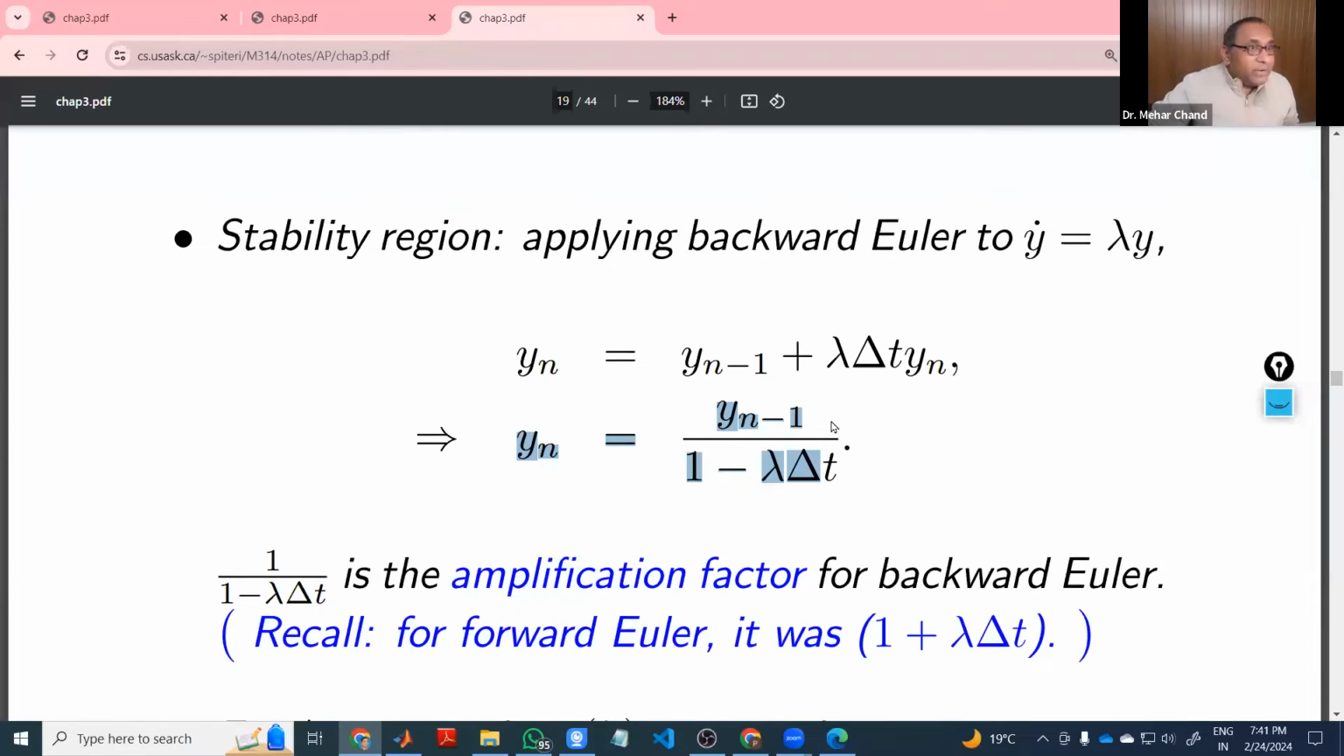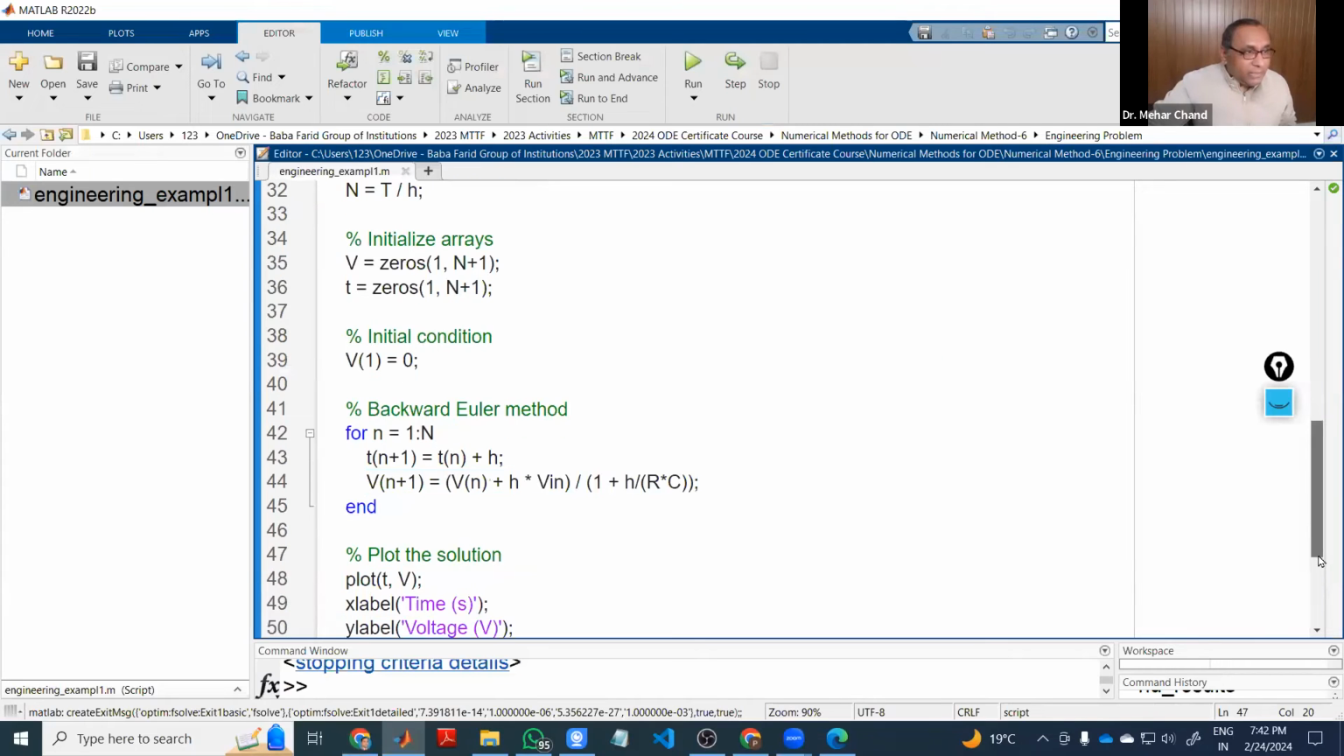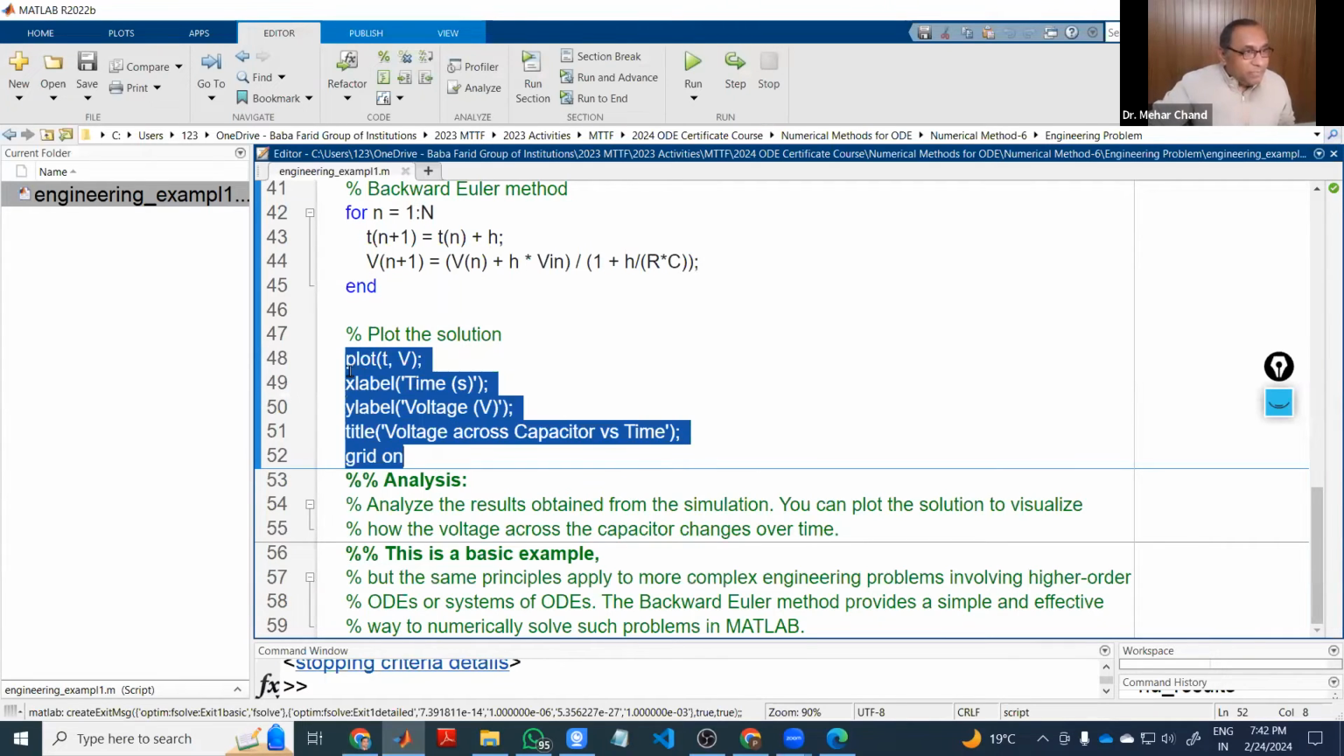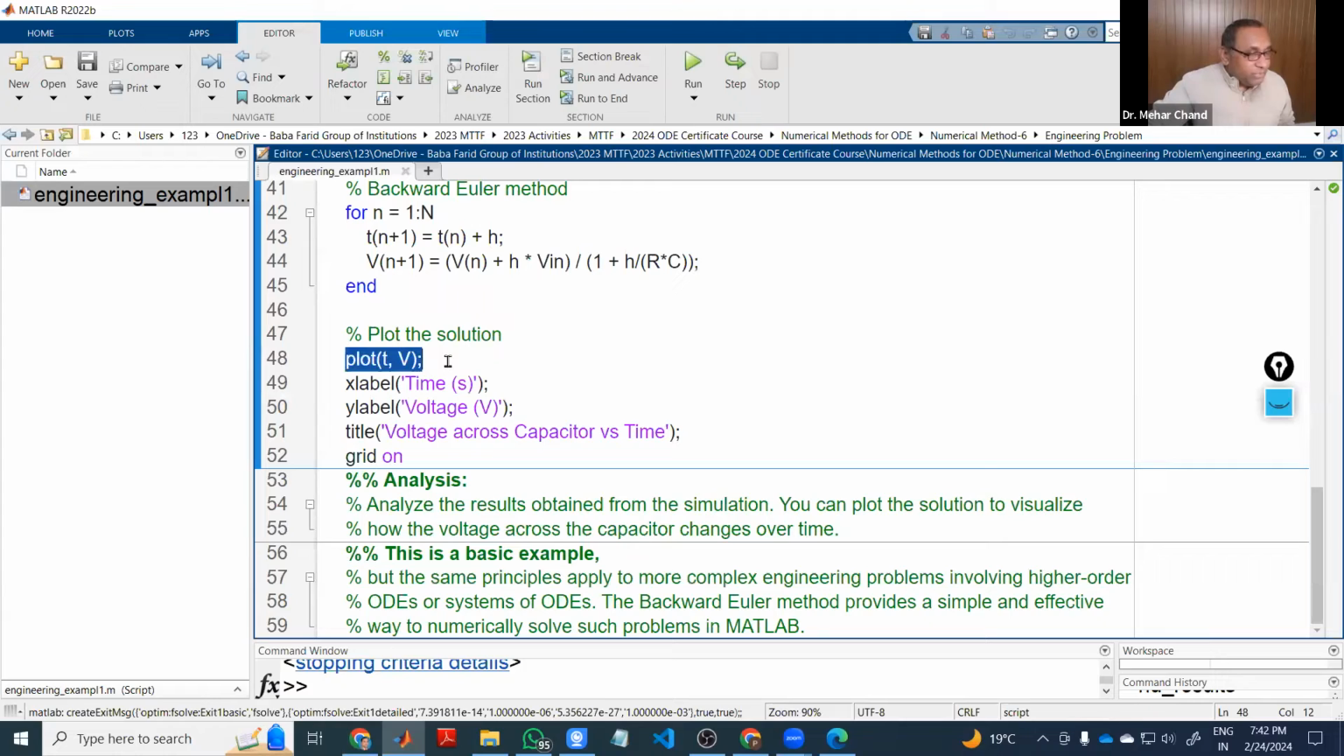yn is equal to yn minus 1 upon 1 minus lambda delta t. This equation is used. That's why I told you that you must have these two expressions. Sometimes we use this one, and sometimes we use that one. Now, by using the same, we have the plot, and the rest of the statements are the same. Here we have the plot function, x label, y label, title, grid on.